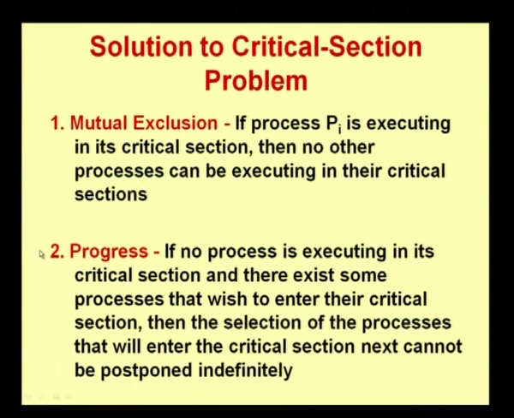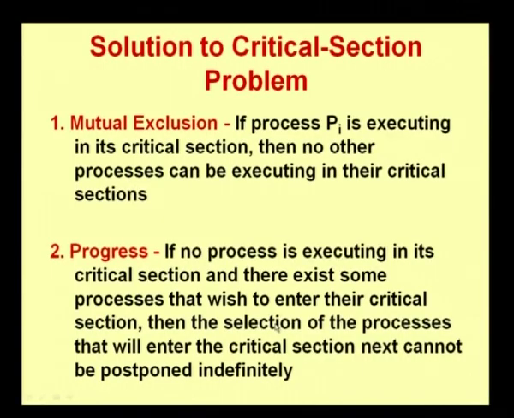Then the second solution is progress. If no process is executing in its critical section and there exist some processes that wish to enter the critical section, then the selection of the process that will enter the critical section next cannot be postponed indefinitely. What does this mean? Suppose the critical section has been left free, and we have four different processes to enter into the critical section and come out of it. It is not mandatory that the process which was put first should enter first, but that is the normal rule.